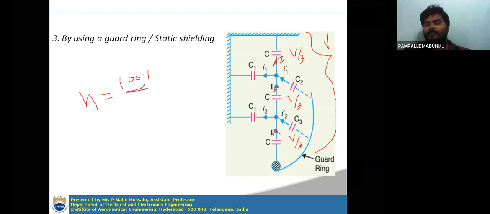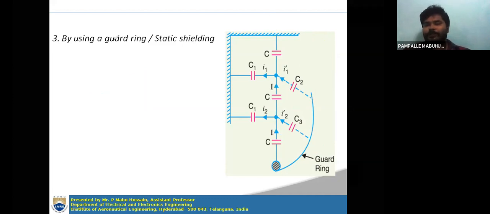In your exam, if they ask you to explain the different methods for improving the string efficiency, you have to write these three methods. In a similar way, the question may be modified like this: explain the different methods for getting uniform voltage across the string of insulators. For that also, you have to write these three methods. If you have any doubt in these three methods, you can text me in the chat box.